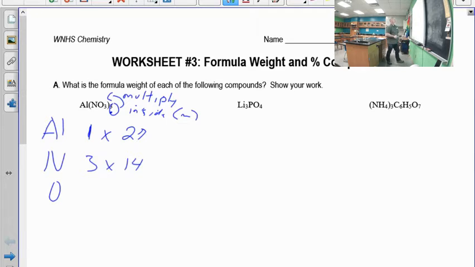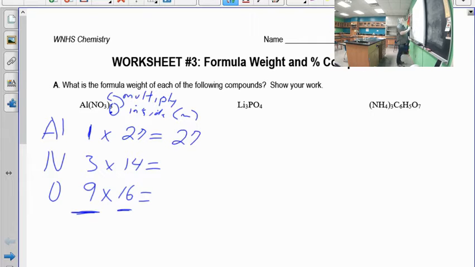And finally, how many oxygens? There are 3 oxygens inside the parentheses, and then there's a 3 outside, so 3 times 3 tells you there are 9 oxygens. And we see from our periodic table, each oxygen weighs 16. Now that we have our elements and the quantity of each, and what each element weighs, we have to do our multiplications.